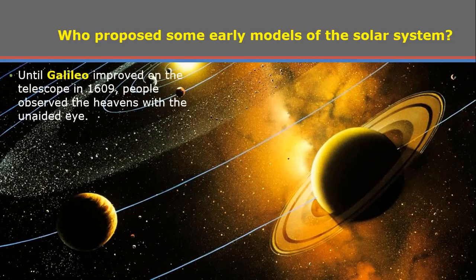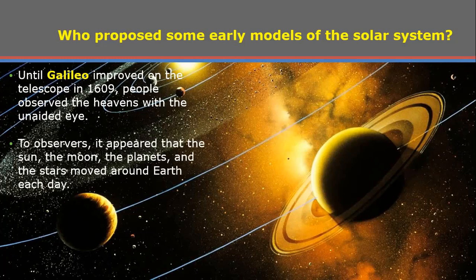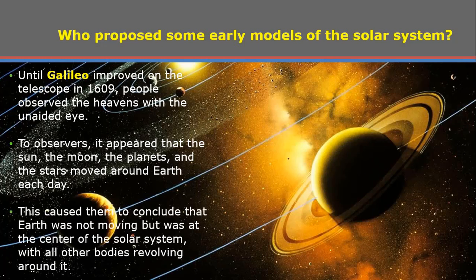Now, Galileo came to improve the telescope in 1609, but people before that did not have telescopes or anything else to see the stars with except their eyes. And so using their eyes wasn't such a very good technology, but for those observers, it appeared that the sun and the moon and the planets and all the celestial bodies, the stars, moved around the earth each day, as we said before.